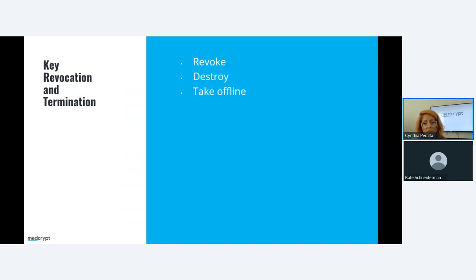Every organization needs to have the ability to revoke, destroy, or take keys offline. In the event that data is compromised, an organization can securely delete the keys associated with the compromised systems or data, and by doing so, ensure unauthorized users will never get the keys required to decrypt sensitive assets.